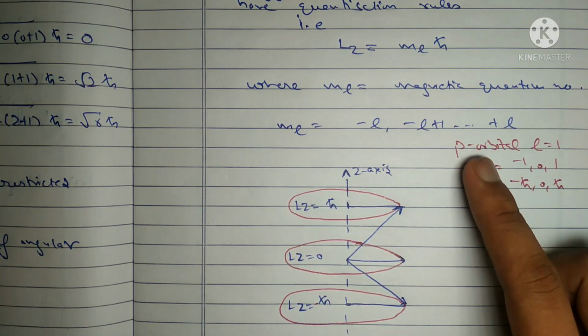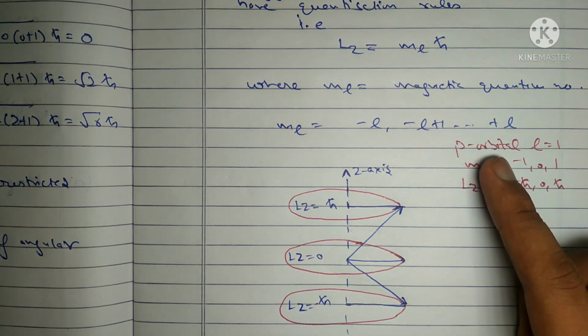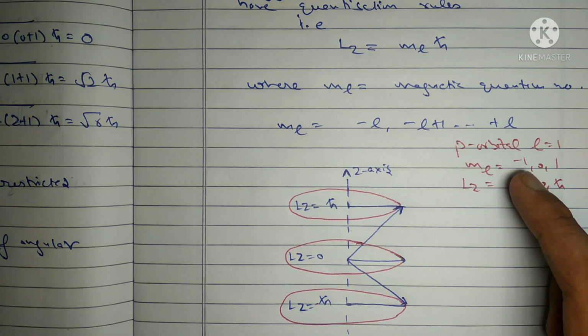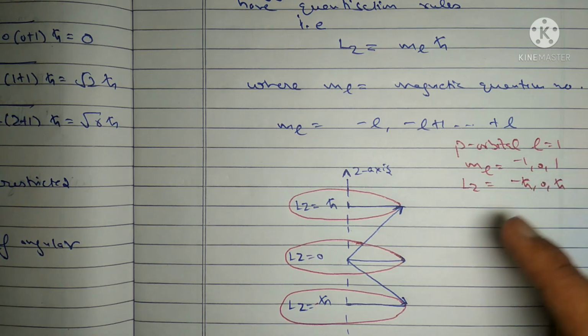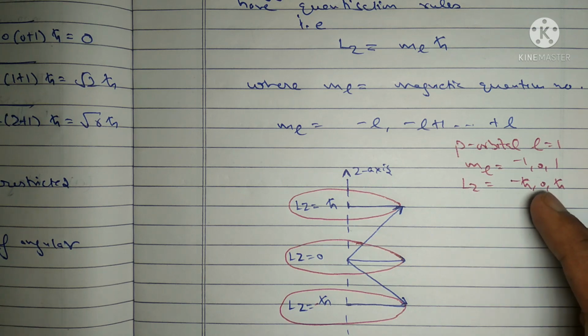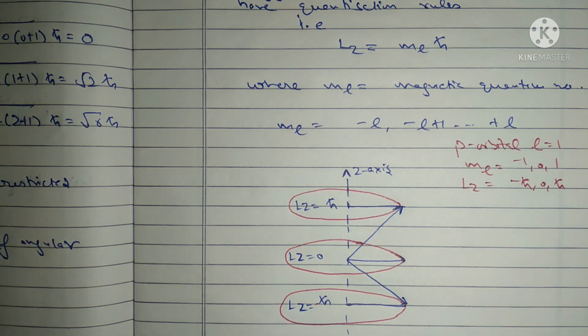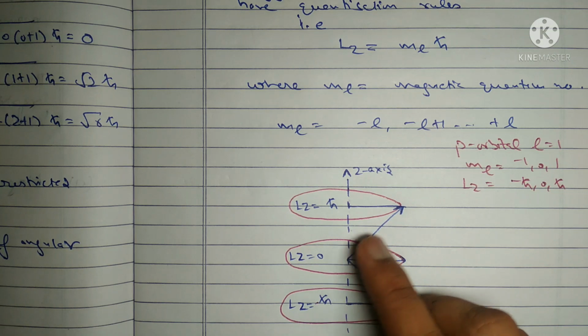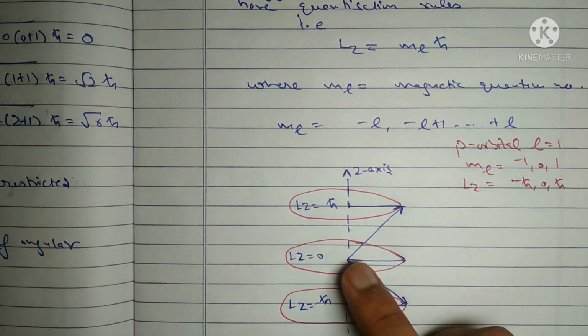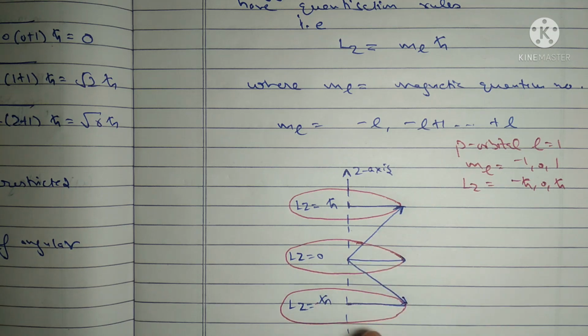Now let us take the example of the p orbital. For the p orbital, l is equal to 1 and ml has values minus 1, 0, 1. Lz is equal to the corresponding values: minus h cross, 0, h cross. Now in these figures, this line shows Lz has the value h cross, this line shows Lz is equal to 0, this line shows Lz is equal to minus h cross.